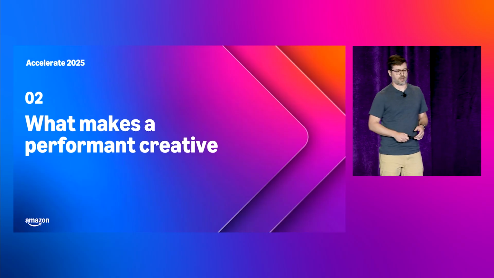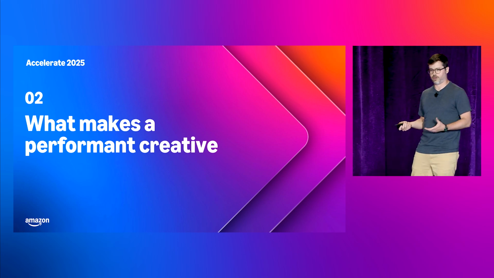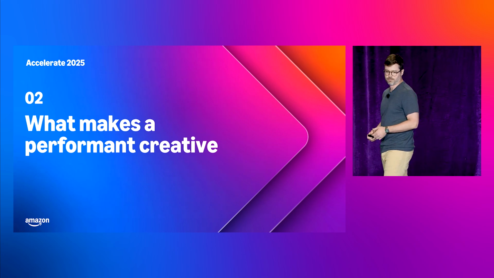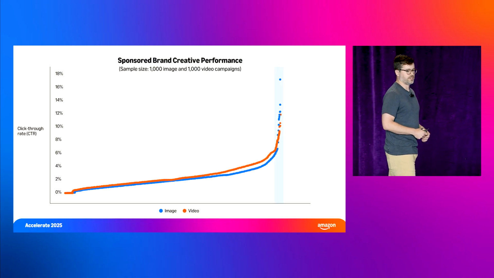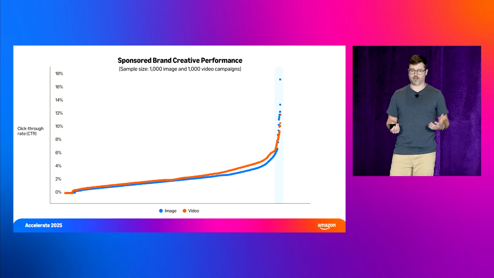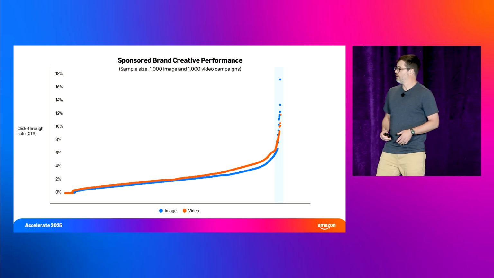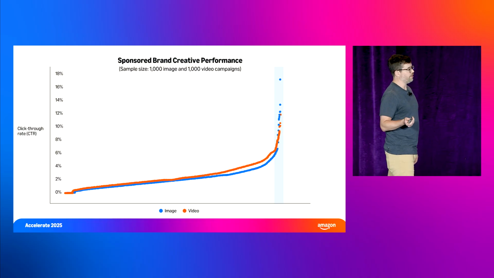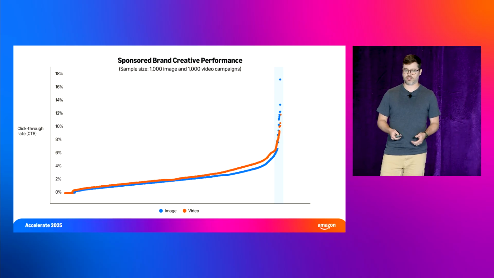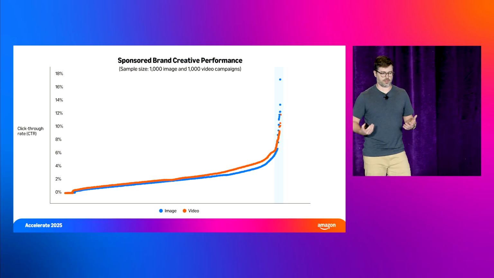The next thing I want to talk about is what makes for a performant creative so that we know what we're trying to put in our creatives when we build these ads. To inform this, we refreshed a deep dive that we'd done last year, and we took 2,000 random campaigns from this year and graphed them by CTR. We're using CTR as a proxy here for overall performance, and you'll notice that a very small number of the ads, only 5%, represent a much higher performance than all the others.